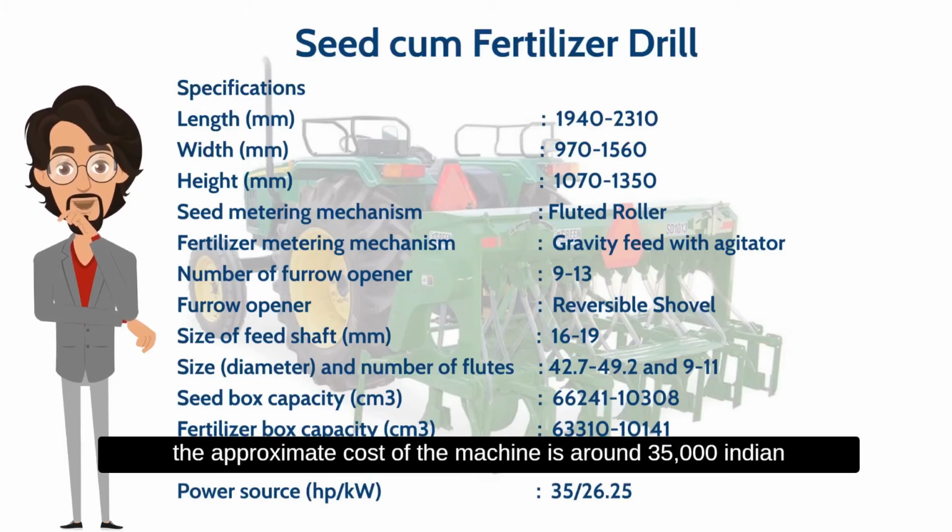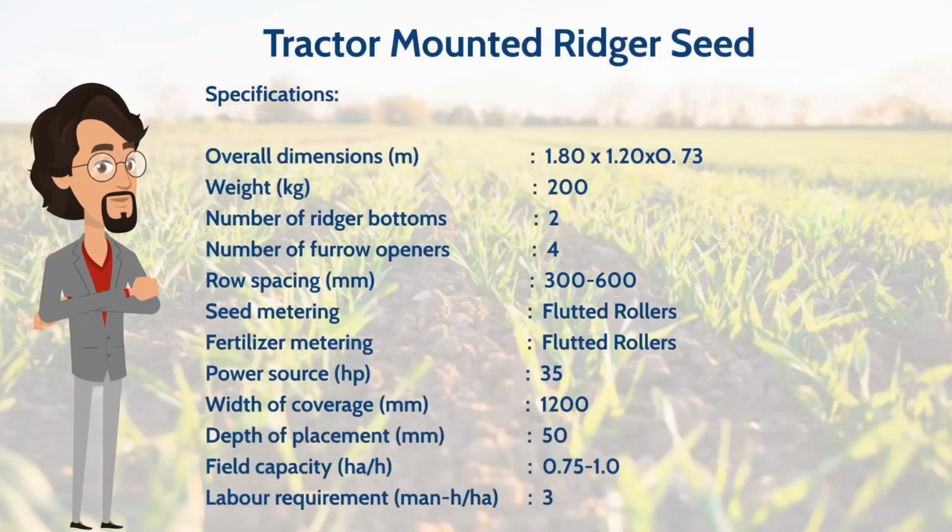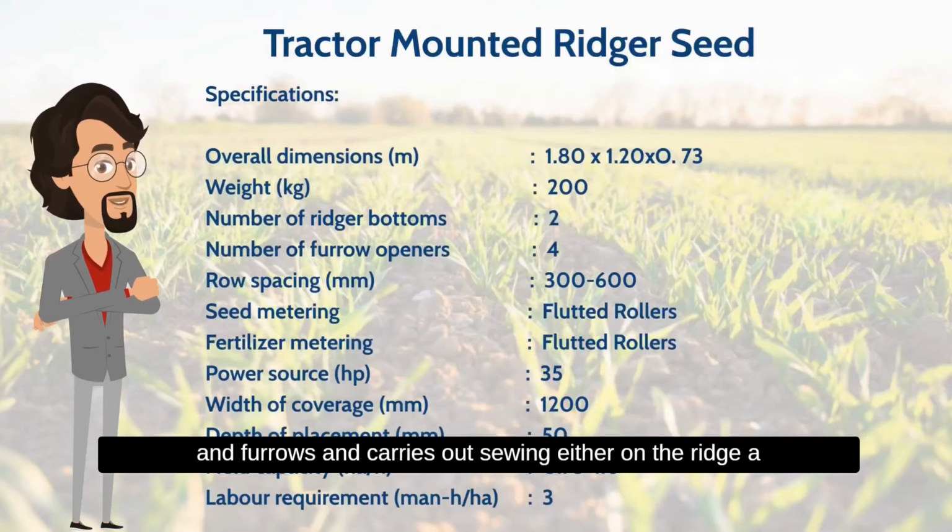The approximate cost of the machine is around 35,000 Indian rupees. It is a tractor-drawn implement which forms ridges and furrows and carries out sowing either on the ridge, a side of the ridge, or in the furrows as desired.